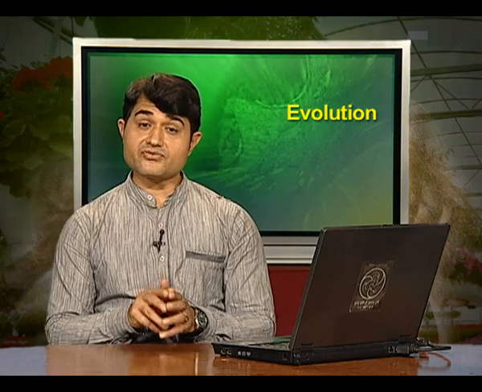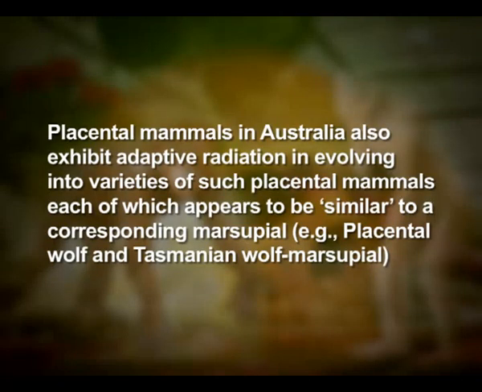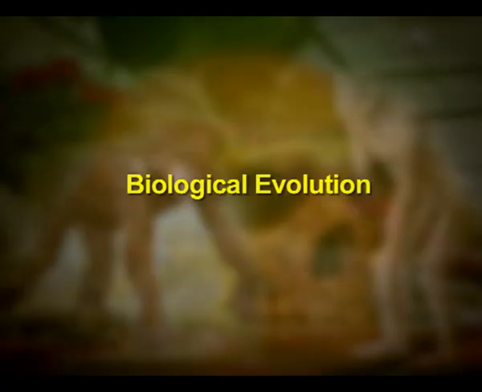When more than one adaptive radiation appears to have occurred in an isolated geographical area, representing different habitats, one can call this convergent evolution. Placental mammals in Australia also exhibit adaptive radiation, evolving into varieties of placental mammals, each of which appears to be similar to a corresponding marsupial. For example, the placental wolf and the Tasmanian wolf, which is a marsupial. Now we come to biological evolution.